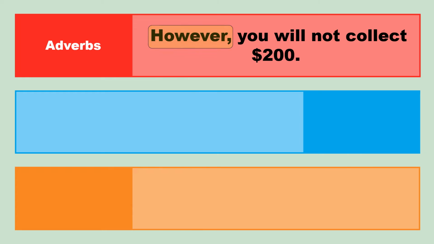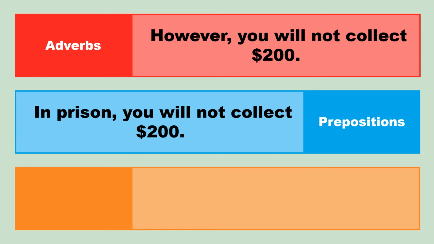We also have our prepositions, or rather prepositional phrases. Example: in prison, comma, you will not collect $200. And we begin with that preposition in, like prepositions might include in, on, of, out, and we introduce that element with the preposition, and we close it with a comma. Anytime you start a sentence with a preposition, in, on, of, out, you're going to close that element out with a comma and then begin your independent clause. Here, you will not collect $200.